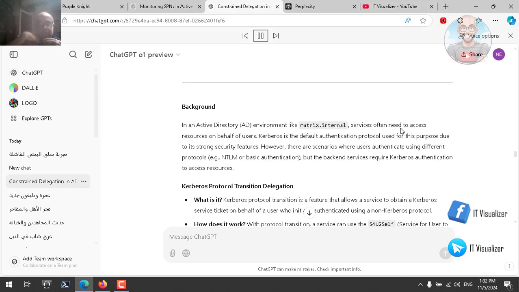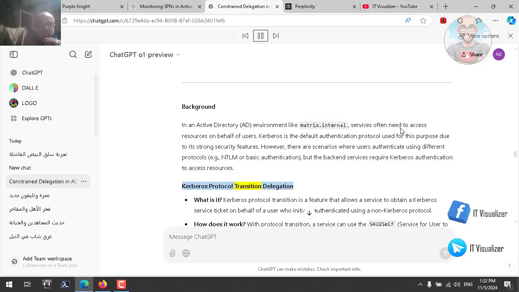Understanding Kerberos protocol transition delegation in Active Directory with a real-world example in matrix.internal. Background: in an Active Directory (AD) environment like matrix.internal, services often need to access resources on behalf of users. Kerberos is the default authentication protocol used for this purpose due to its strong security features. However, there are scenarios where users authenticate using different protocols, e.g., NTLM or basic authentication, but the backend services require Kerberos authentication to access resources.